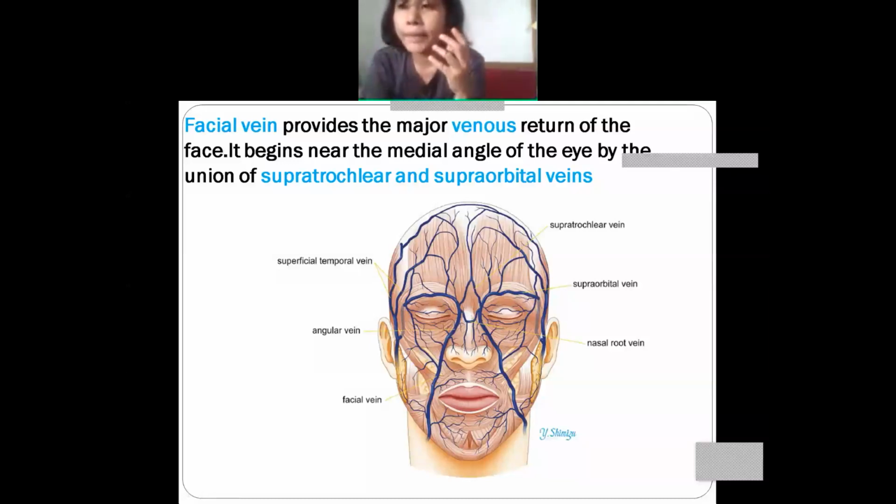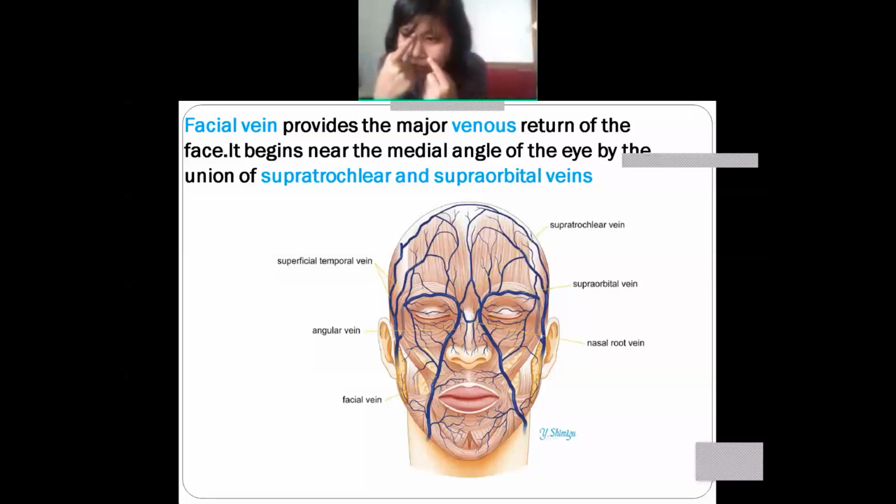They usually begin by the union of what? By the union of the supraorbital vein, which is this, and the supratrochlear vein. Where will you find it? Here, no? And the supraorbital vein here. So when these two veins, the supratrochlear vein and the supraorbital vein, unite together, you will find the facial vein. So they usually begin with the help of those two veins.